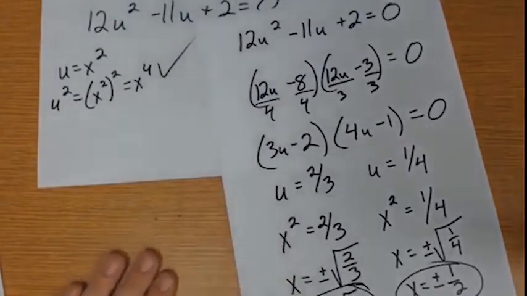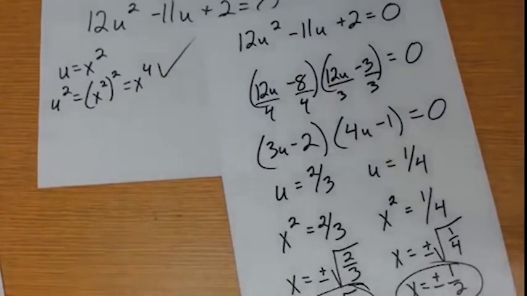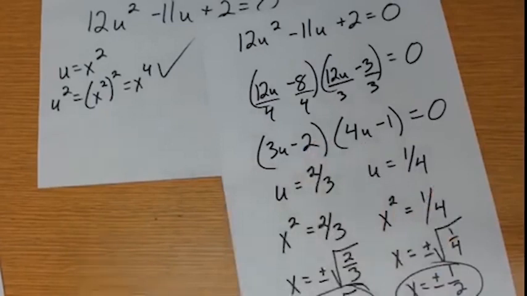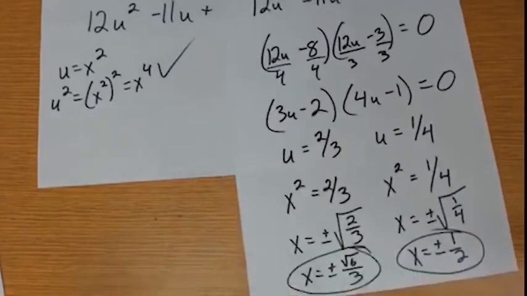Let's just go ahead and say that we know that if we go through and check all 4 of these solutions, positive radical 6 over 3, negative radical 6 over 3, positive 1/2, negative 1/2, I am assuring you that if you check them, they all check. So maybe that's an exercise for you to try.